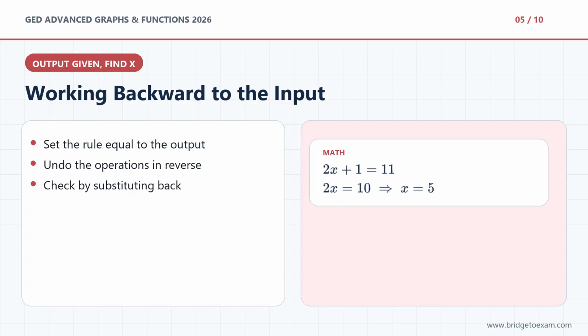Sometimes the GED gives you the output and asks for the input. That just reverses the machine. If f of x equals 11, and the rule is 2x plus 1, we set 2x plus 1 equal to 11. Then we undo the steps. Subtract 1 to get 2x equals 10, and divide by 2 to get x equals 5. Always check by plugging it back in.